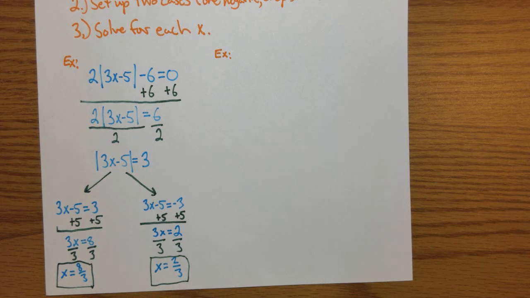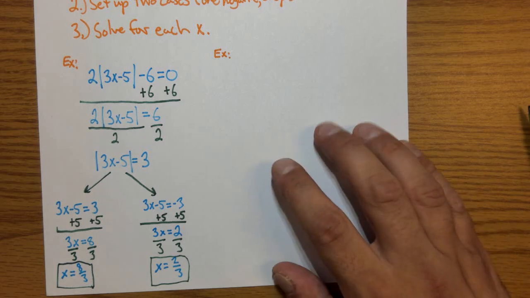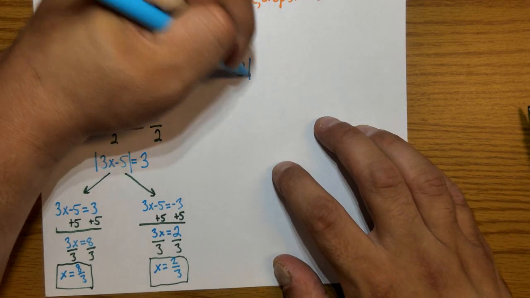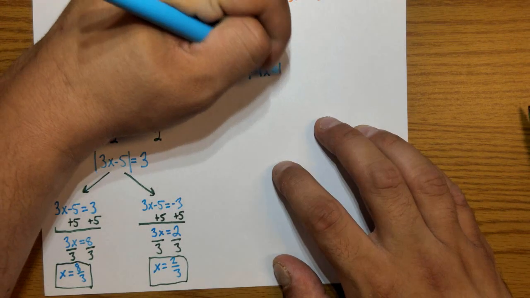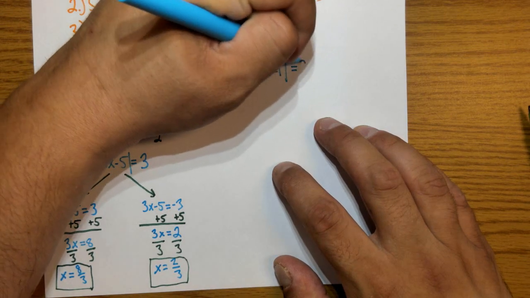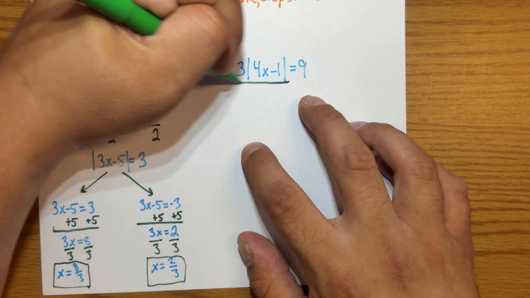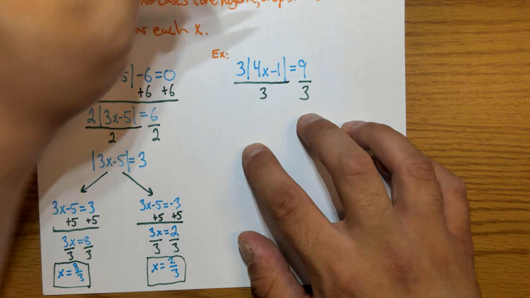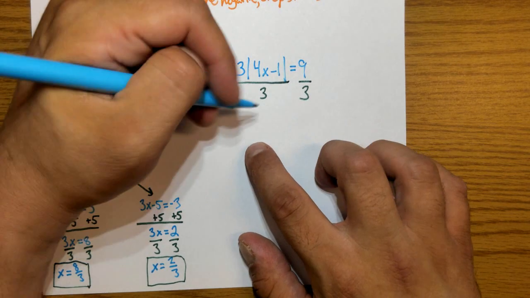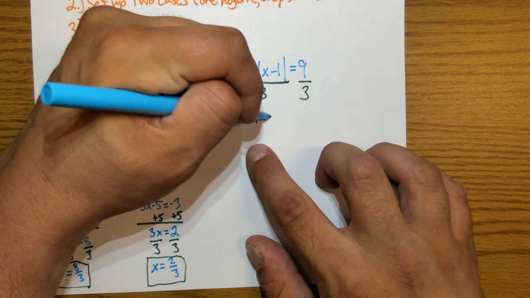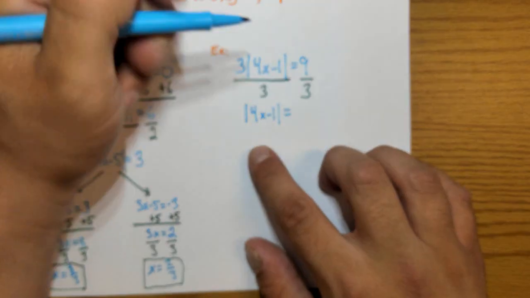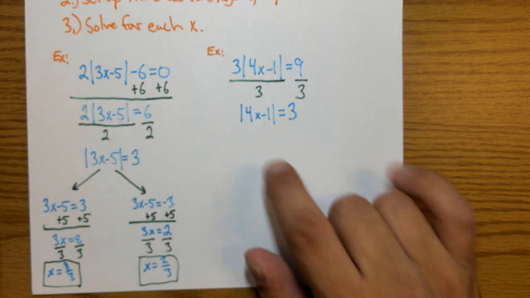Let's now say that I have, let's see, what color should I, I'll use blue again. Let's say I have 3 absolute value of 4x minus 1 equals 9. So again, our first step is we want to get the absolute value by itself. So we're going to divide both sides by 3, which will give us the absolute value of 4x minus 1 is equal to 9 divided by 3, which is 3.